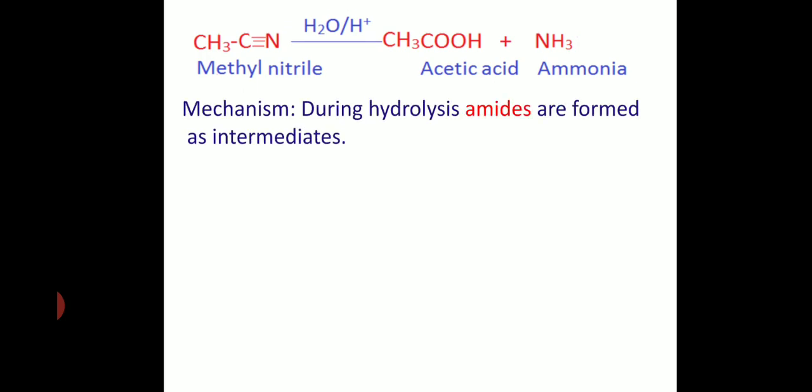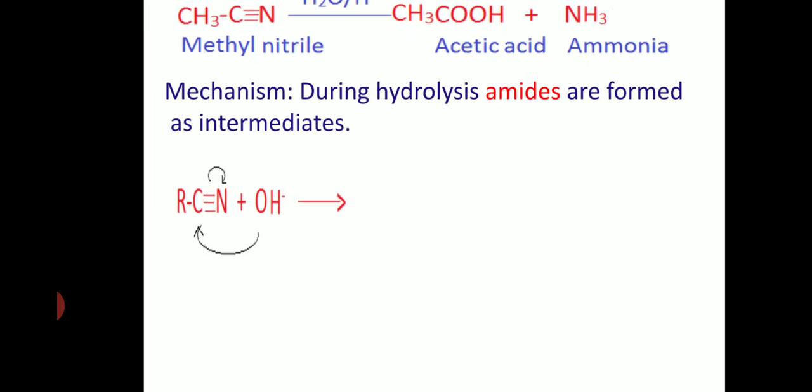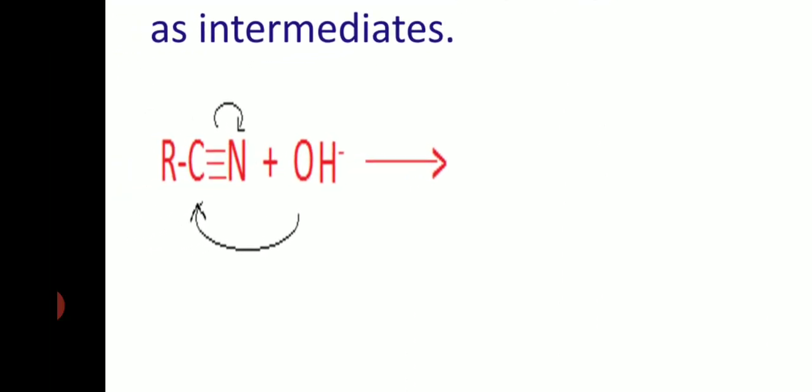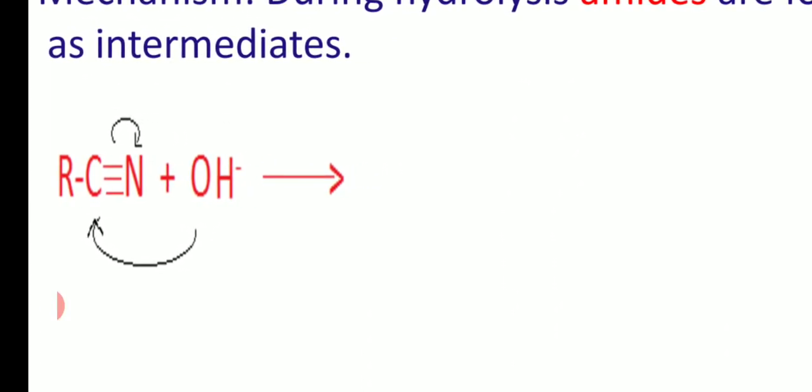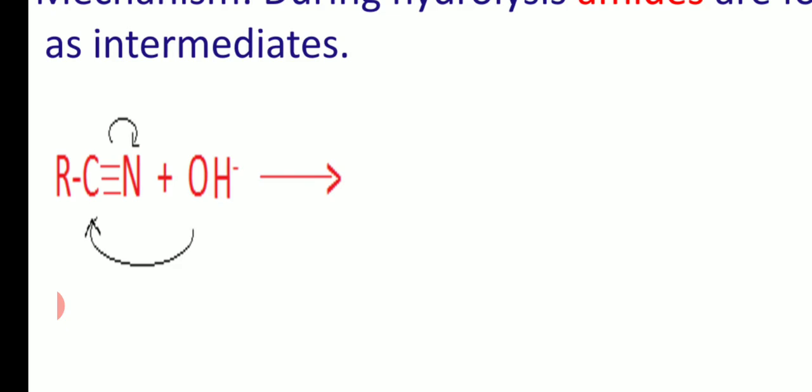Now, mechanism. During hydrolysis of these nitriles, amides are formed as intermediates. What are amides? CONH2 are the amides. Okay, we have just seen them. So how is the mechanism? Alkyl nitrile is taking OH minus from water. Then what will happen?